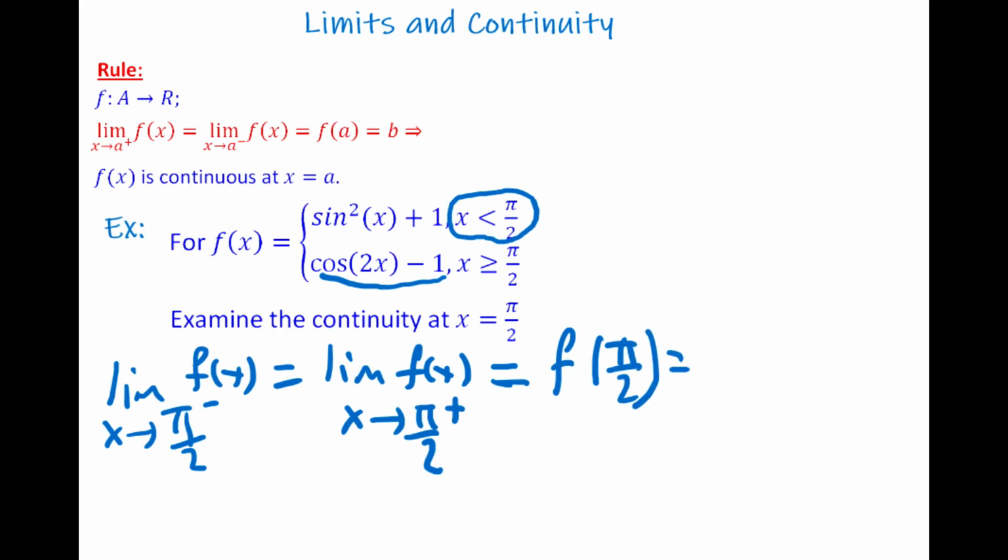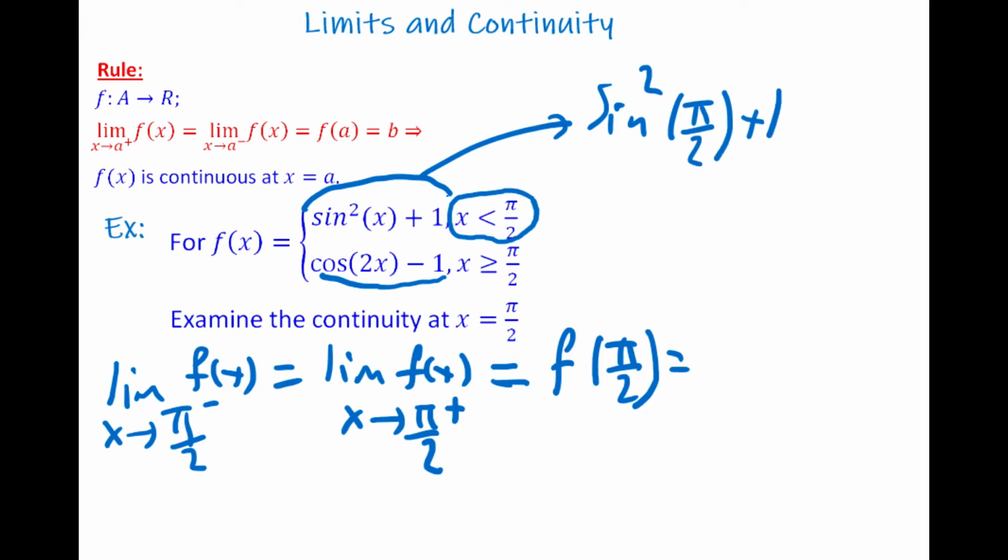Let's look at the left limit first. So we will evaluate this function first. Just let me write it here. Sine square of pi divided by 2 plus 1 is equal to, guys, sine pi divided by 2 is 1. Sine 90 degrees is 1, and if you take the square of 1, which is going to be 1, of course, and 1 plus 1, which is going to be 2. So the left limit is going to be 2, guys.